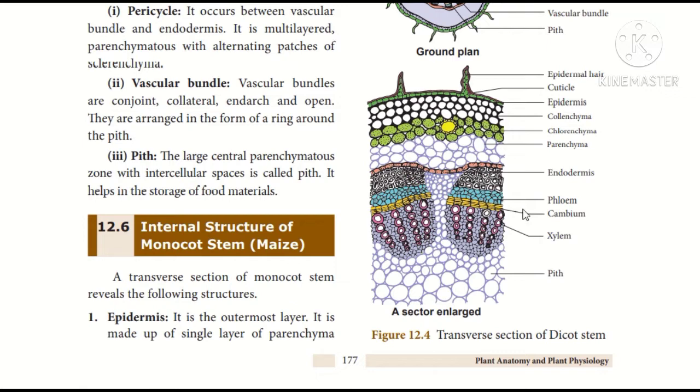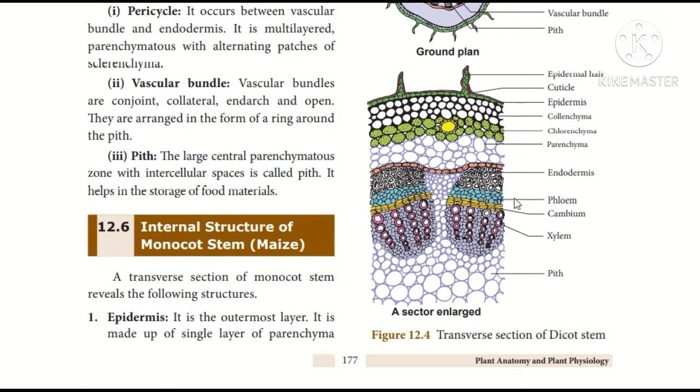And the next one will be the bundle cap. Here you can see the bundle cap, that is, a cap of sclerenchymatous cells is seen outside the phloem, above the phloem, you can see the presence of the bundle cap.